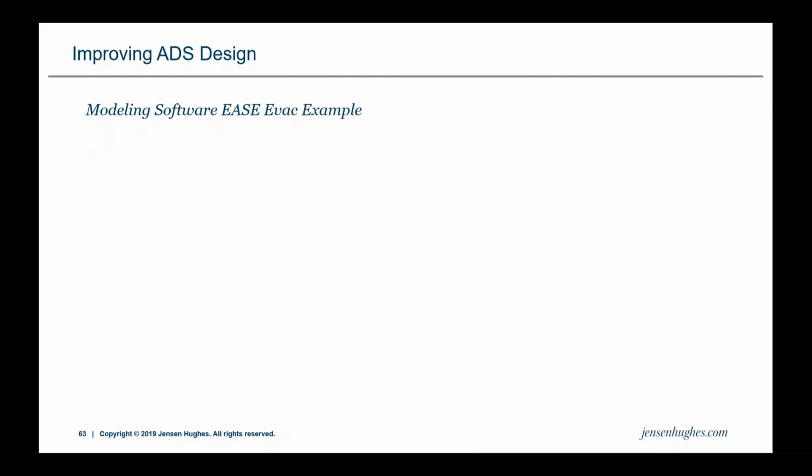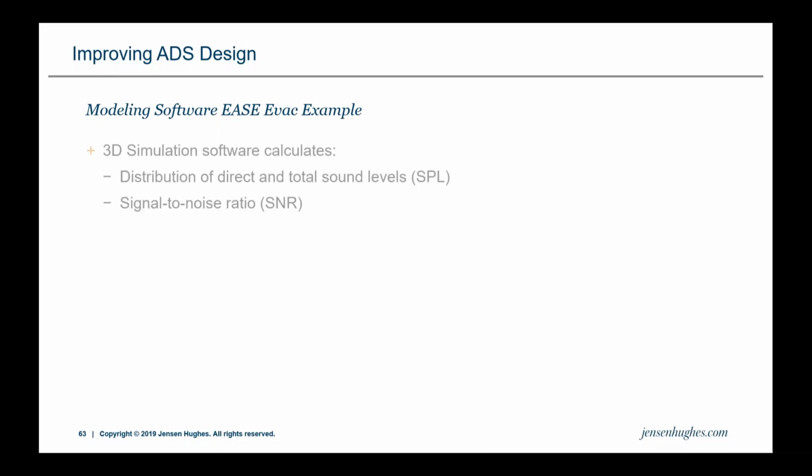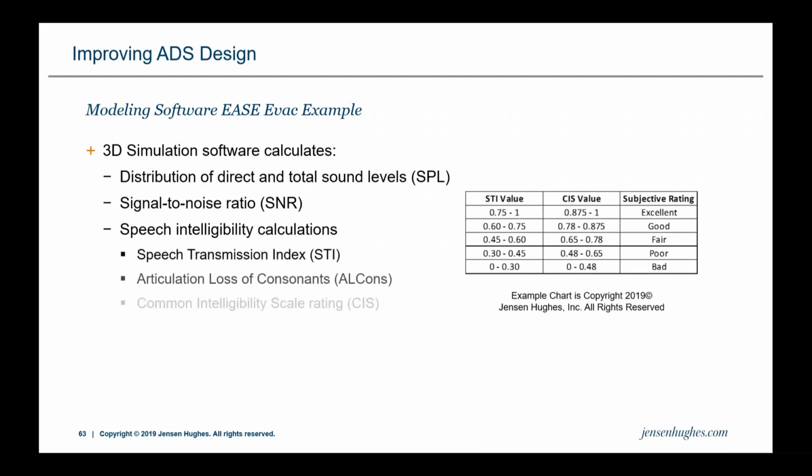Once we use EASE Evac, the software will tell us a lot of the information we need to know, including sound pressure level, signal to noise ratio, and even speech intelligibility calculations using 3 different scores: an STI score, a CIS, which are kind of the most commonly used, but also an Alcons score. And so instead of just relying on subjective ratings of intelligibility, we can actually do quantitative measurements.